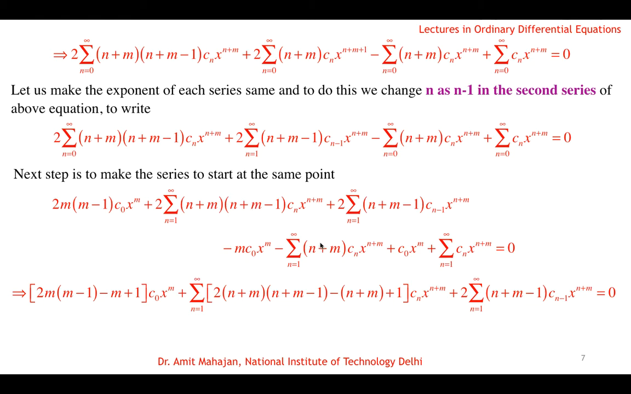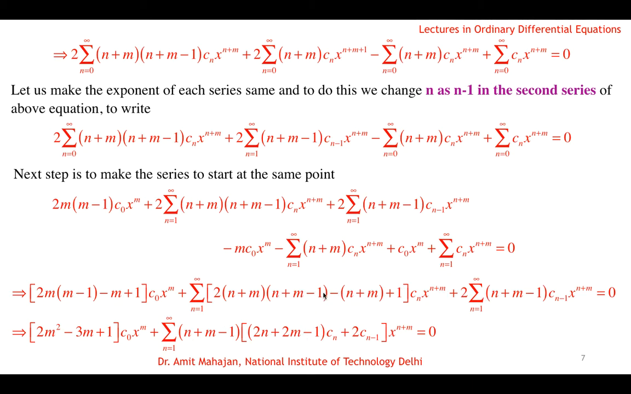And we combined this second series, third series and fourth series because they contain cn x power n plus m, to write this. And in this second series, the constant is cn minus 1, so we kept it here. And this can be further combined, okay. So this quadratic term is 2m square minus 2m minus m, so it is minus 3m plus 1, okay. These terms are again combined, and this is also brought inside this summation to rewrite into this form, okay.